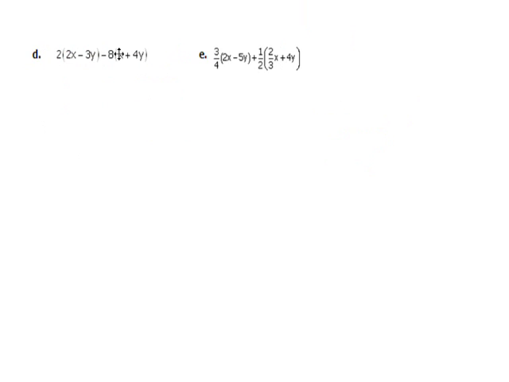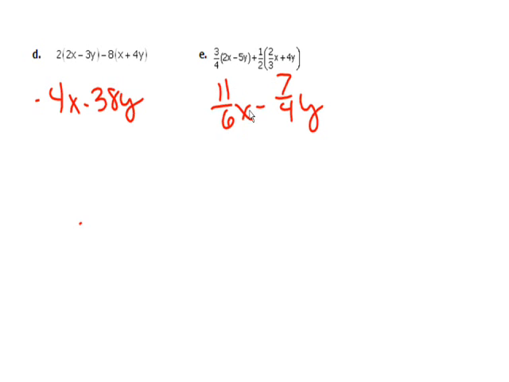All right, these two are just more complicated versions of the previous problem in which you distribute and combine like terms. So I'm just going to go ahead and give you the answers and you can work them on your own, and then if you don't come up with those answers, be sure to ask in class. So the answer to this first one is negative 4x minus 38y. And the answer to E over here is 11/6x minus 7/4y.